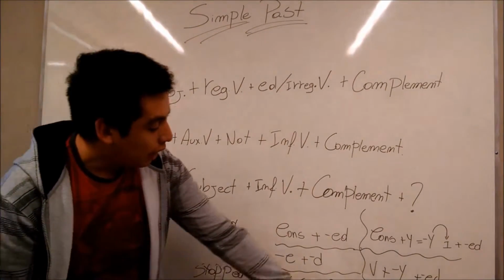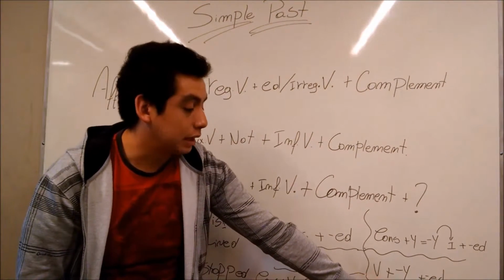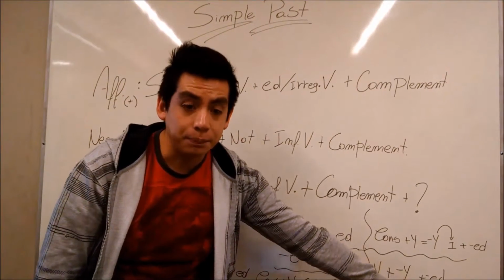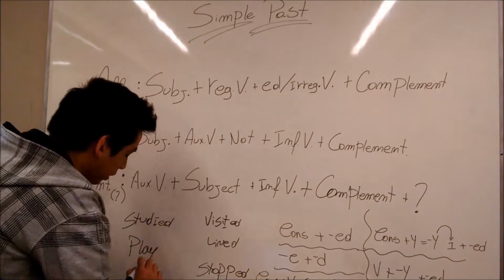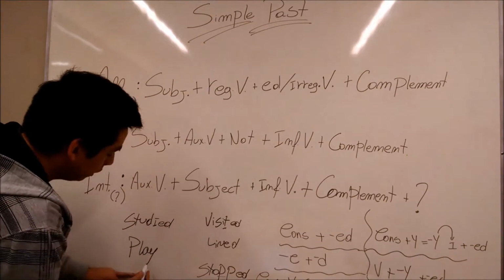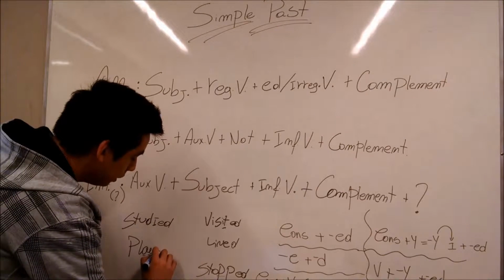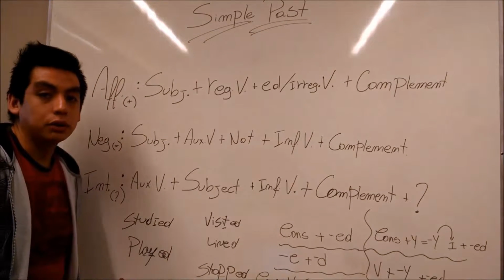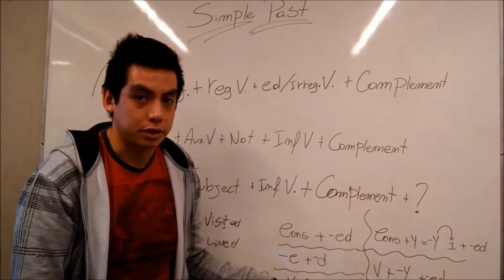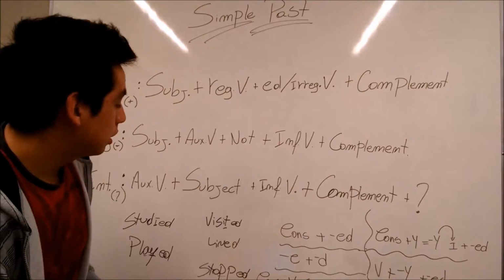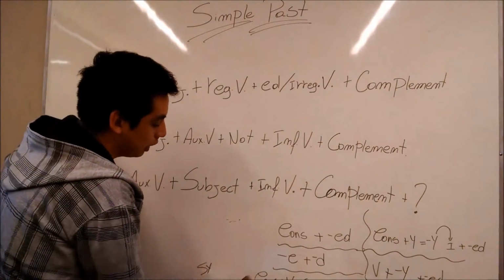Then, when we have a verb ending with a vowel plus y, we just put ed. For example, the verb play. In this case, it has a vowel, a y, so we just put ed at the end of our verb. Okay? So you have to recognize this and remember this. Now let's see other structures.